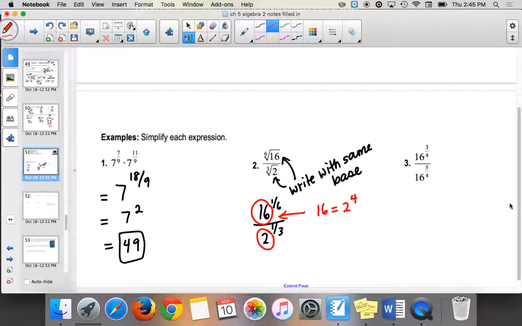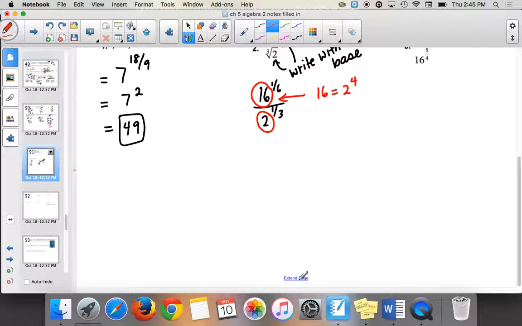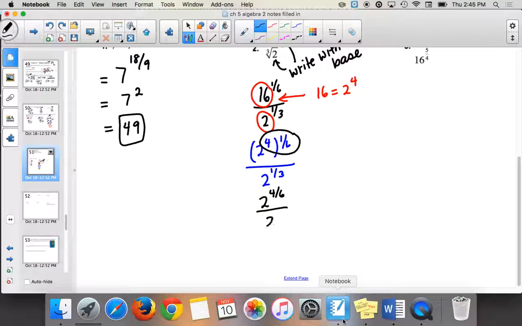So we're going to use that. These ones are strange. So we're going to say, well, 16 is 2 to the 4th, so I have 2 to the 4th raised to the 1/6. And then I have 2 to the 1/3 on the bottom. So what do you think? 2 to the 4th to the 1/6. What can I do there? 2 to the 4/6, which is really 2 to the, oops, I wrote 1/6 down there, didn't I? Almost fast enough. So I get 2 to the 2/3 all over 2 to the 1/3.